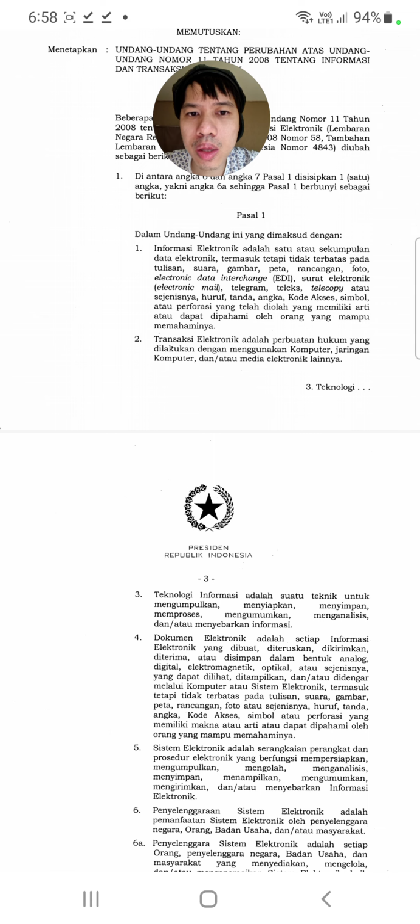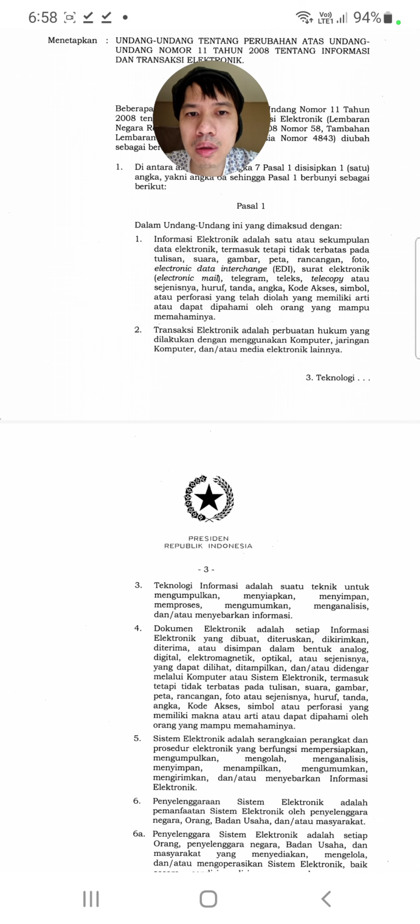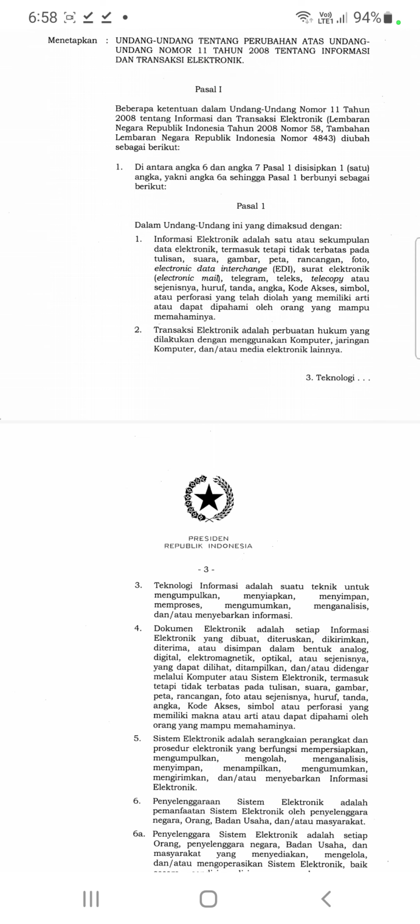Electronic information is one or a collection of electronic data, including but not limited to writings, voices, pictures, maps, designs, pictures as in photographic pictures, electronic data interchange, electronic mail, telegram, telex, telecopy or alike, letters, signs, numbers, access codes, symbols, or perforation that has been processed, that has meaning or can be understood by people who are able to understand it. It means that it is meaningful and understandable by the people who could understand it.